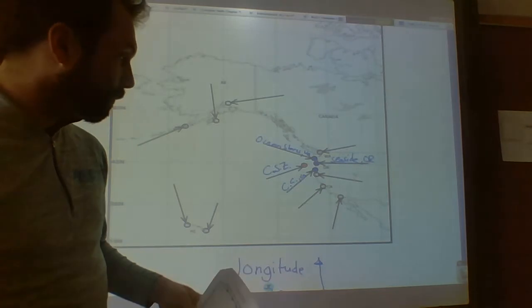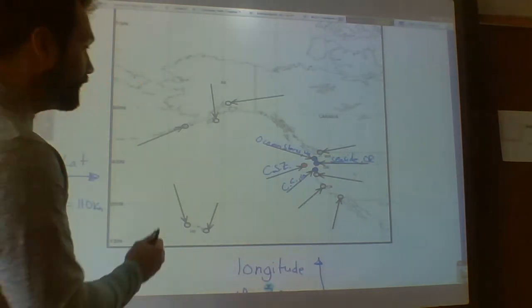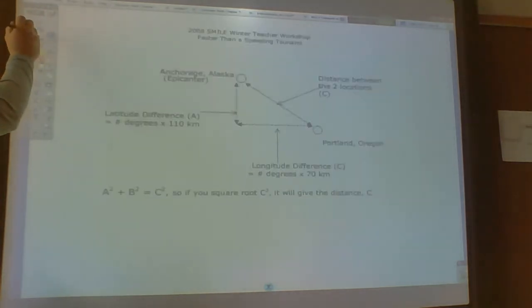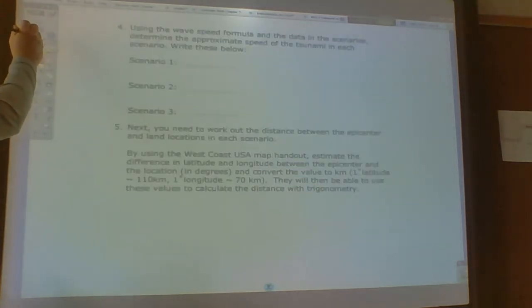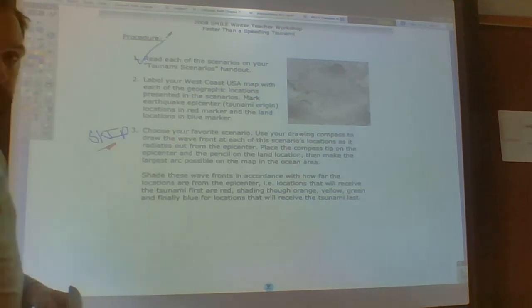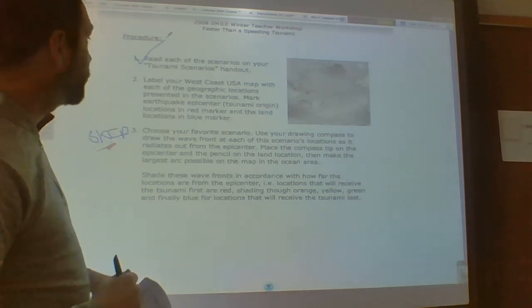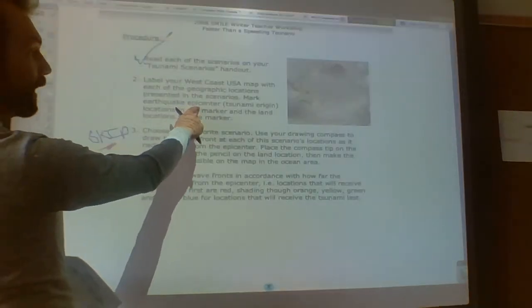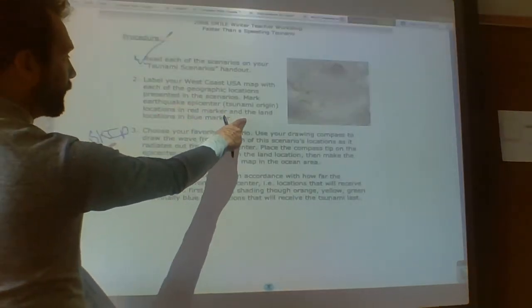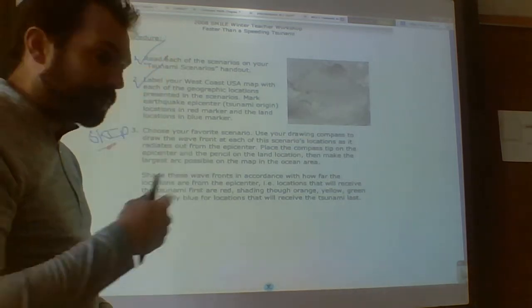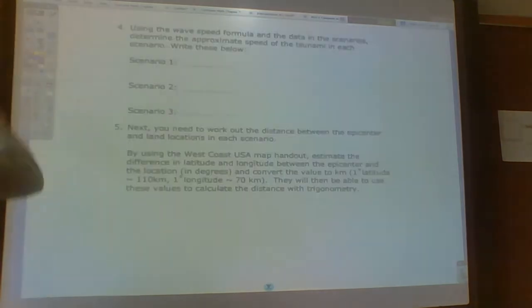be coming at them. Okay, so we got our places labeled on the map. Let's go back to our instructions. Okay, boom, check. So I read my scenario. I picked number 3. I labeled the West Coast USA map. I marked my epicenter in red. Marked my land locations in blue. Check. We're skipping 3. We're not worried about drawing those concentric circles.